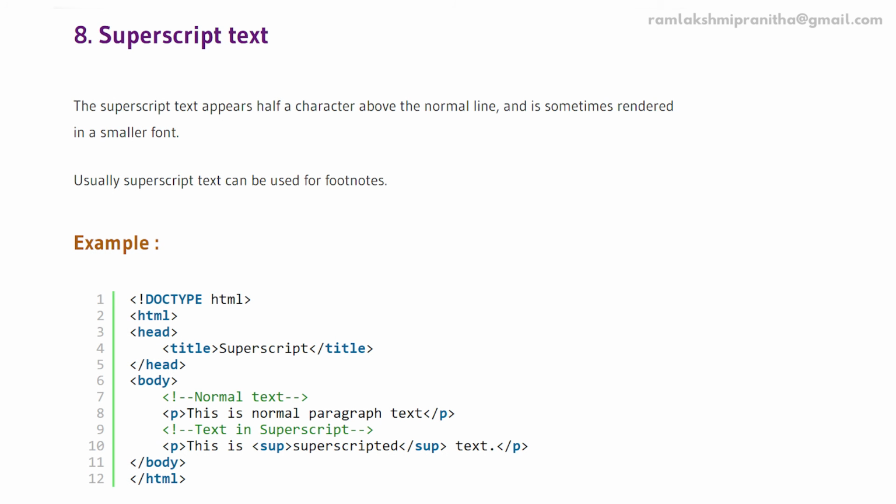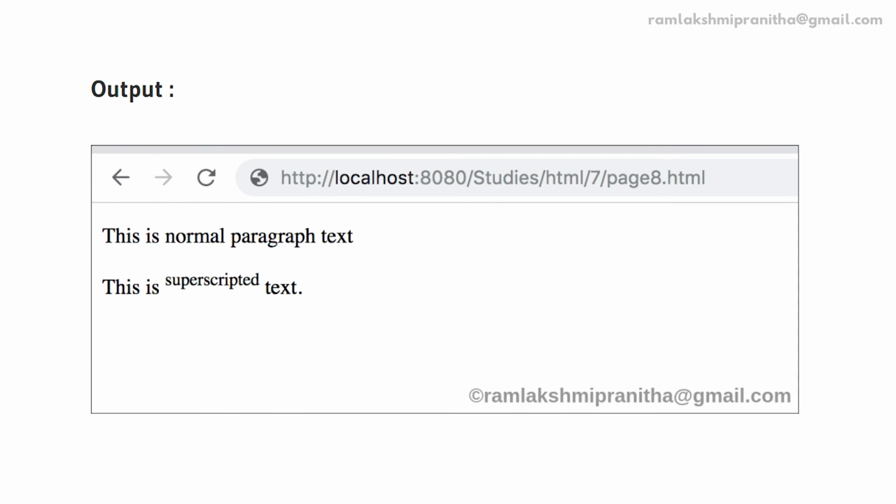8. Superscript text. The superscript text appears half a character above the normal line, and is sometimes rendered in a smaller font. Usually superscript text can be used for footnotes. In this above example we have implemented the superscript tags, and a normal paragraph tag. We can see the difference in the output.